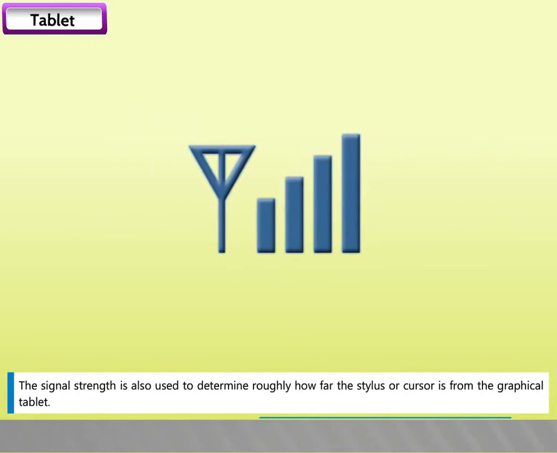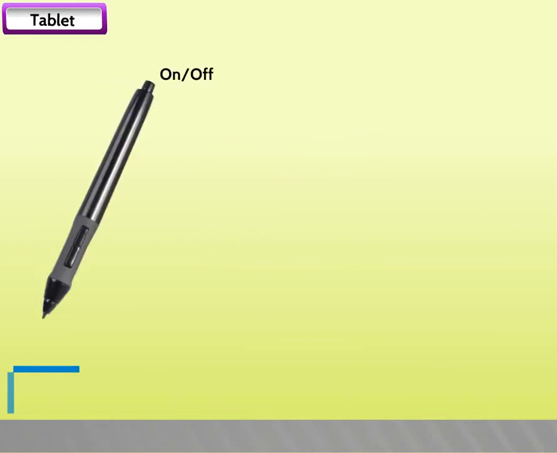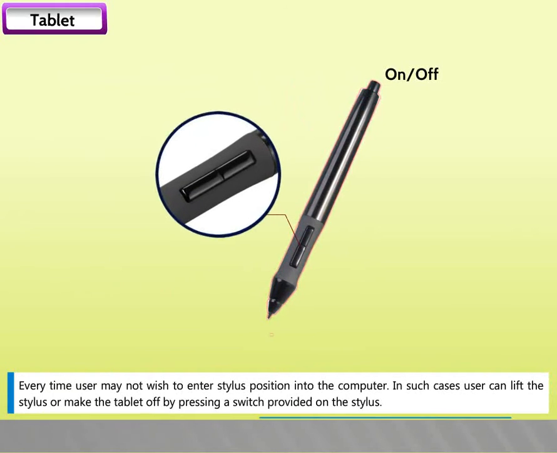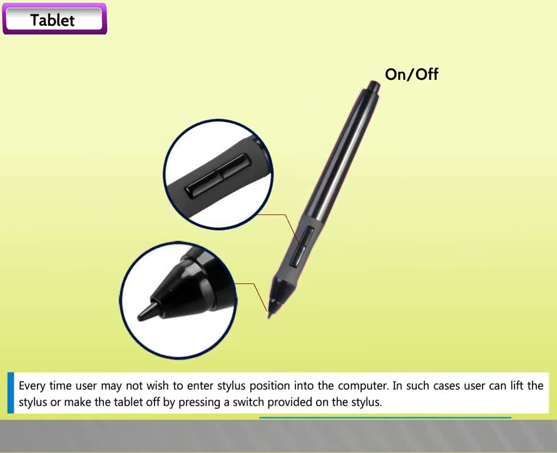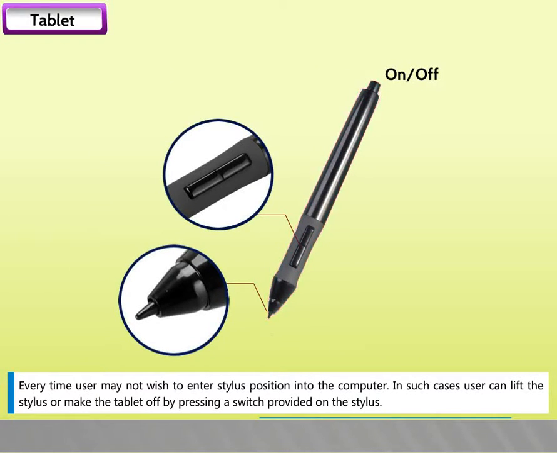The signal strength is also used to determine roughly how far the stylus or cursor is from the graphical tablet. Every time, the user may not wish to enter the stylus position into the computer. In such cases, the user can lift the stylus or turn the tablet off by pressing a switch provided on the stylus.